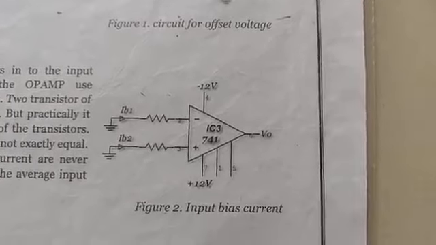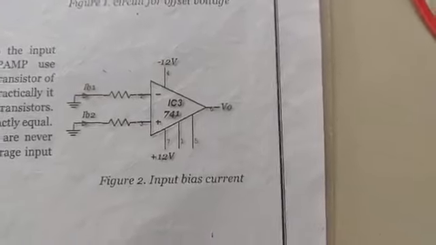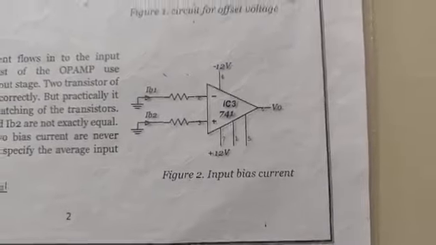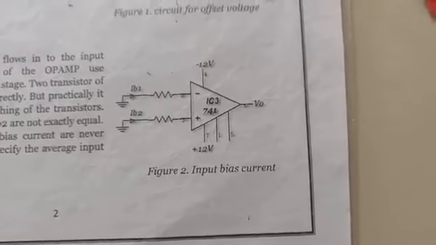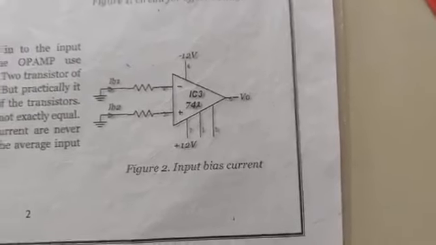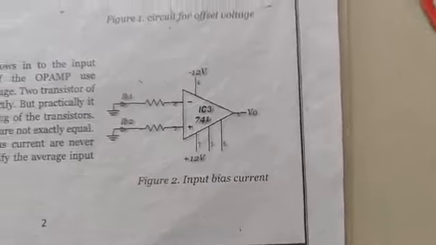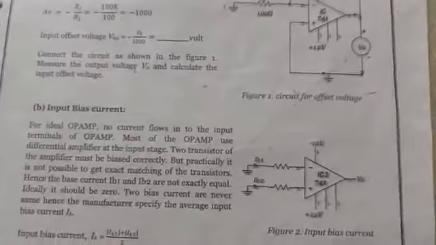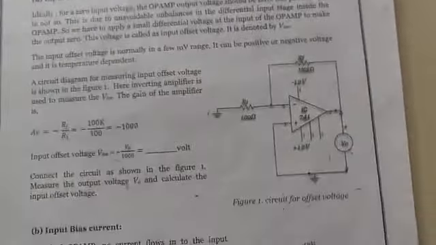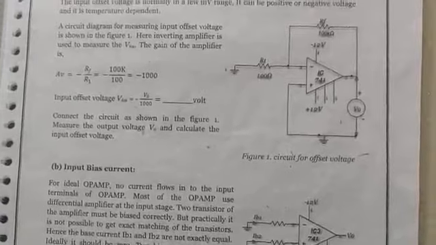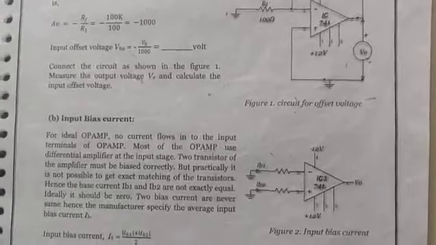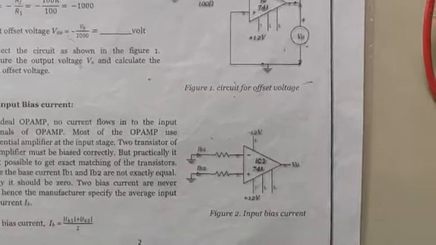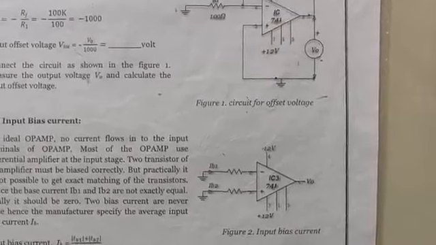Actually, we know that at the input side of the op-amp there is a differential amplifier, and the input impedance of the differential amplifier ideally should be infinite, so the current going into the op-amp is supposed to be 0. So this input bias current should be 0. But we know that nothing is going to be ideal in the world. So a very high input impedance is offered by the op-amp, and hence a slight current is going to be produced at the inverting terminal as well as the non-inverting terminal.